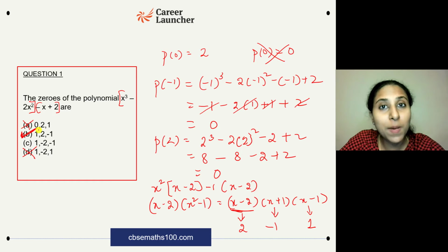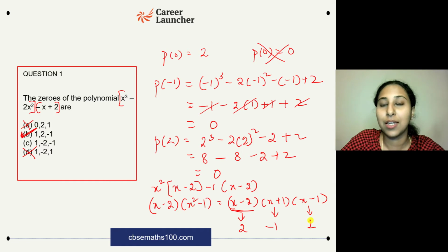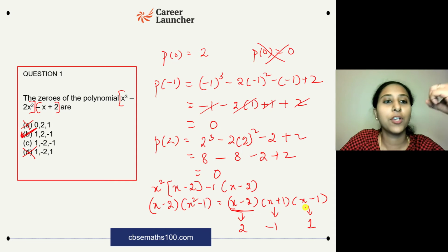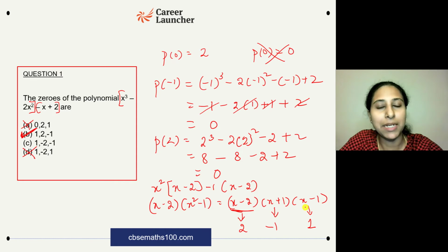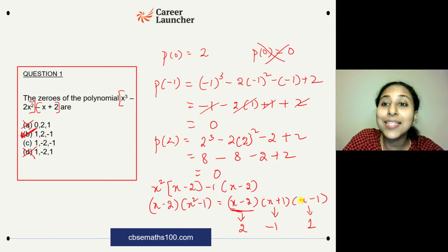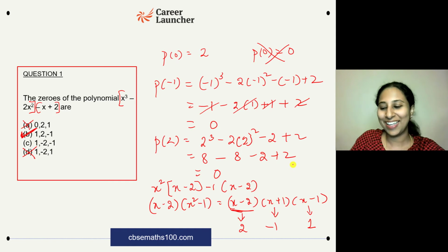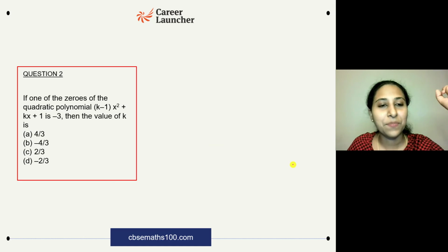I've explained two methods to you here. One is using the options, one is the factorization. Factorization would actually be faster if you know how to factorize this properly. But if you are a person who's generally not confident with factorization, I wanted to show you that yes, there is an alternative method which you can apply as well. Okay, let's go to the second question.